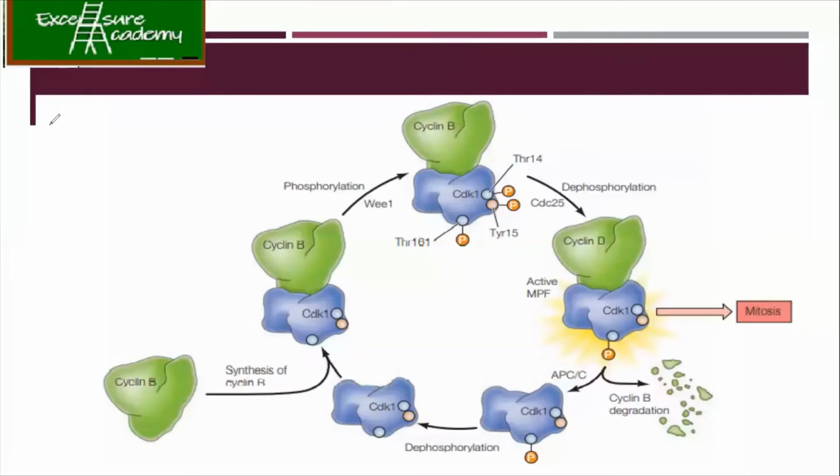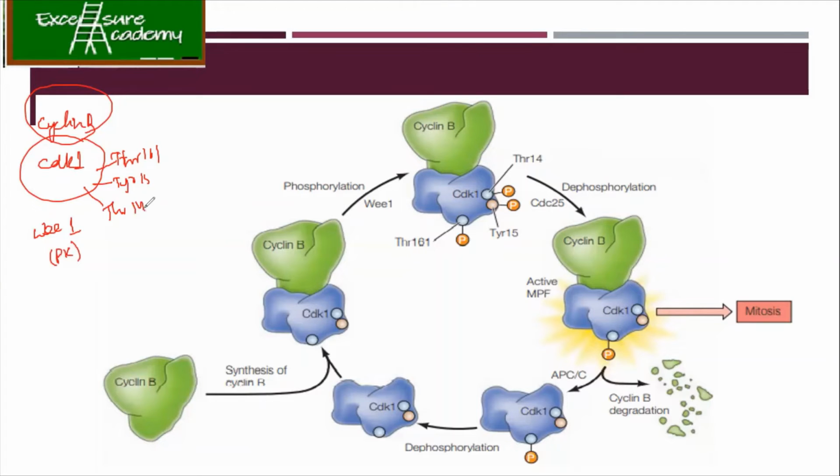Okay, so you have got MPF, which is made up of your cyclin B and CDK1. This is your MPF, maturation promoting factor, but this is nothing. It is not active, right? So to make it active, there is a series of steps. First step is that V1 as a protein kinase will come and phosphorylate your CDK1 at threonine 161, tyrosine 15, and threonine 14. Now, still this is inactive. In order to make it active, we have a dephosphorylation step, a phosphatase known as CDC25.